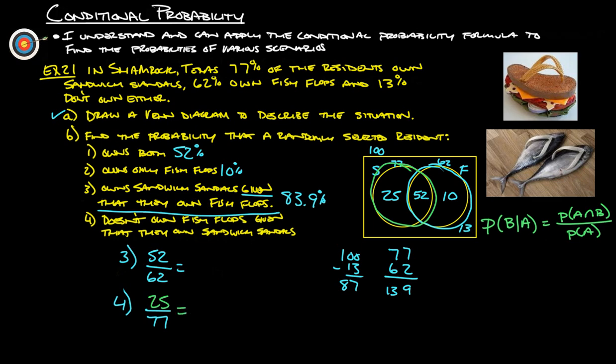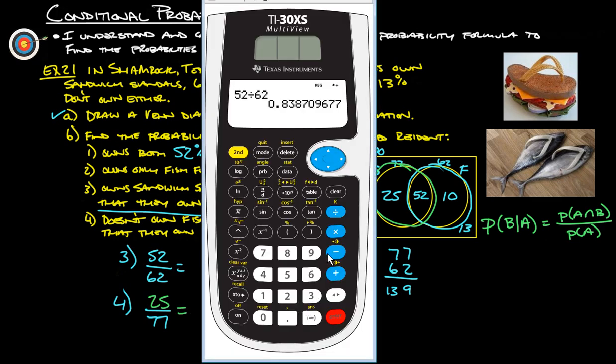So we get 25 out of 77, and that's going to give us our percent for that one. So 25 divided by 77 gives us 32.5% if we round it off.